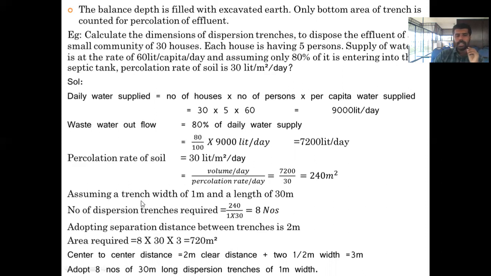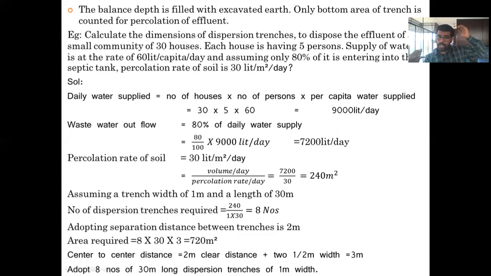Now, assuming a trench width of 1 meter and a length of 30 meter. You know that the normal width of the trench is 0.5 to 1 meter and the normal length of the trench is 25 to 30 meter. That we have already seen. So here I am selecting, or assuming, a trench width of 1 meter and a length of 30 meter maximum. 1 meter width and a length of 30 meter.